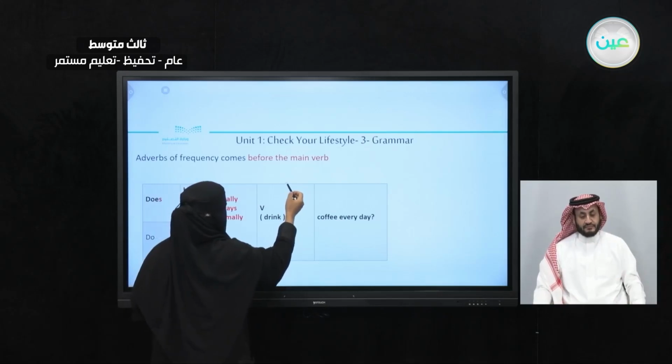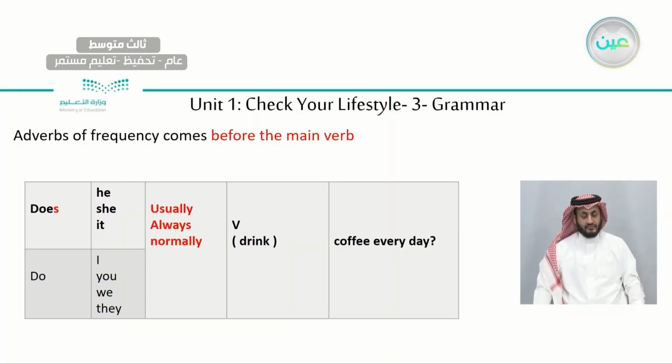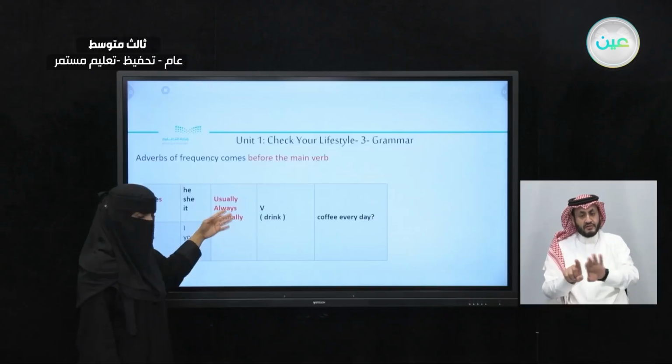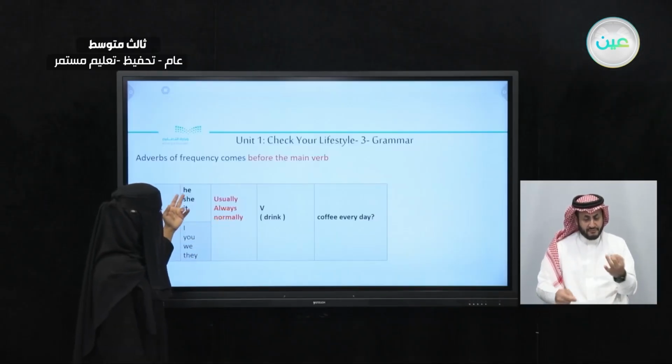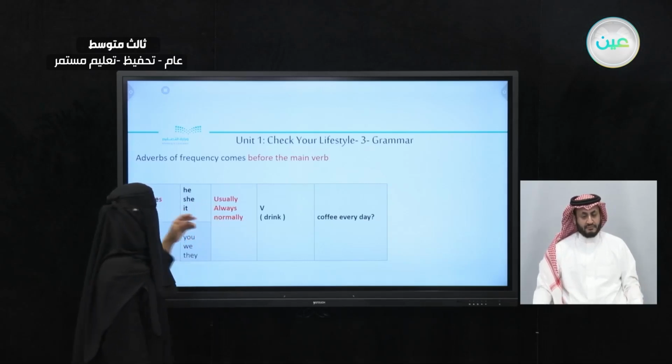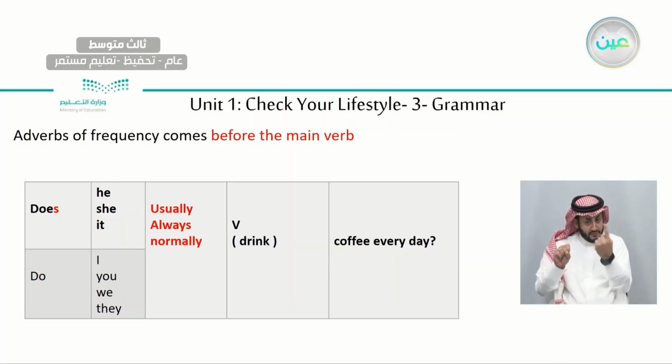Usually we find it before the main verb. So we look for the main verb. This is the main verb. We look for it, and then we put the adverb of frequency before it. Does he usually drink coffee, or does she usually drink coffee? Do you normally drink coffee? So it depends on how frequently you do it. You choose the adverb, but we put it before the main verb.